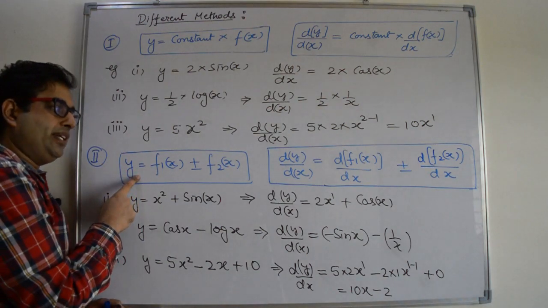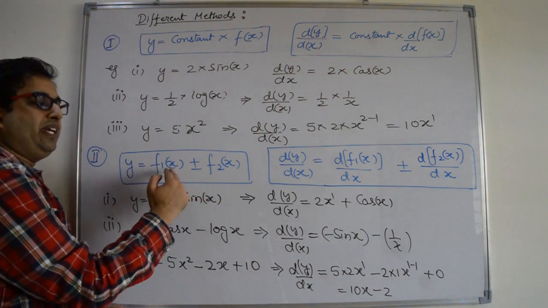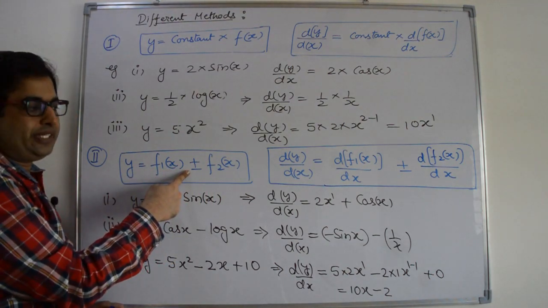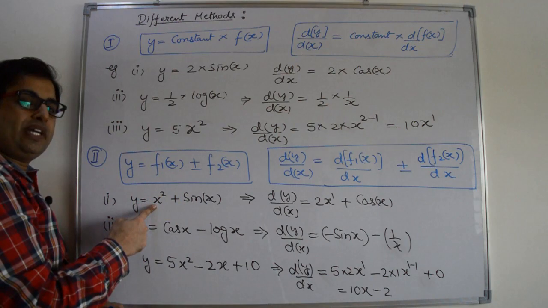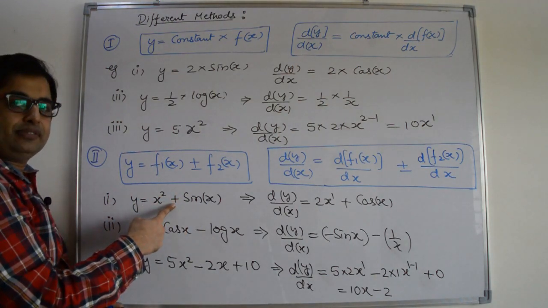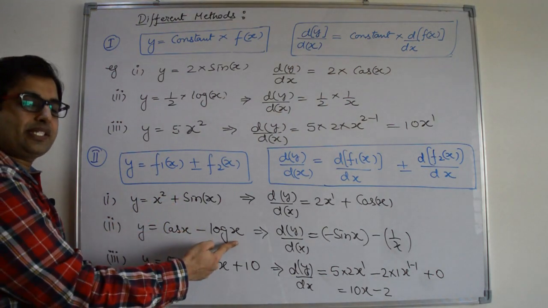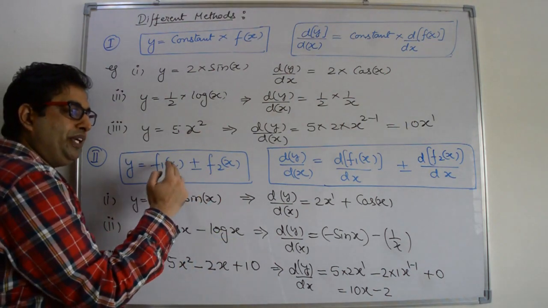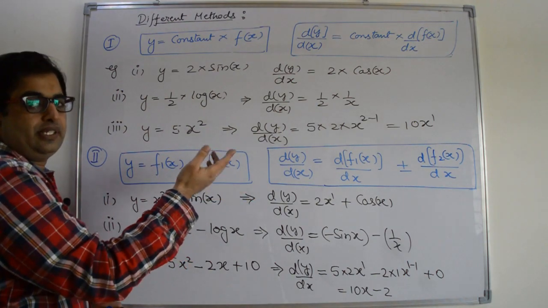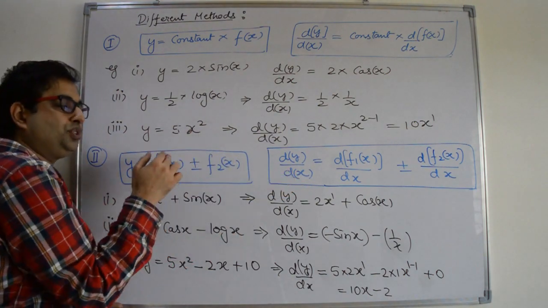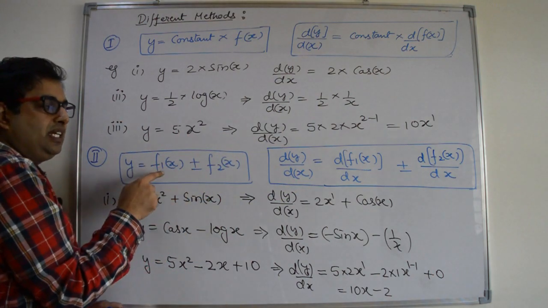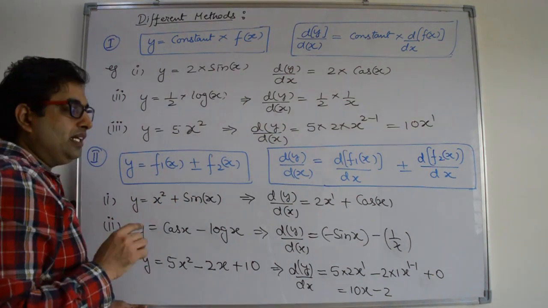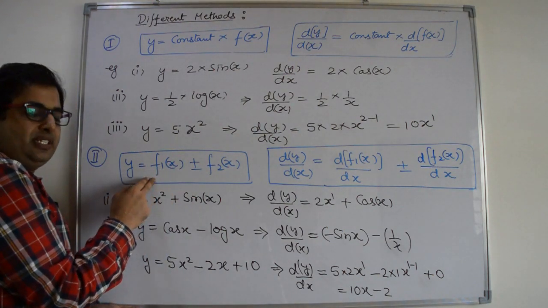In this second method, we have two x dependent functions either in addition or in subtraction. Right? Example, x square and sin x, they are in addition. Cos x and log x, subtraction. So here there will be two or more, there may be a third function also. Two or more x dependent functions, there will be an addition or subtraction sign between them. Right? How to differentiate this function?